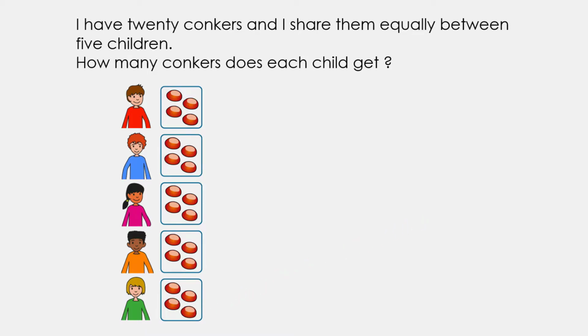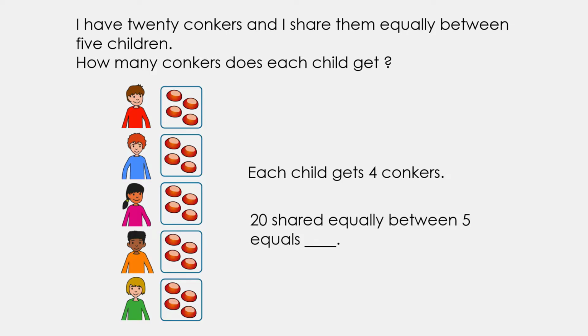So let's see. We can see by subitizing, can't we, that each child gets 4 conkers. There's 4 in each of the groups. So we can say each child gets 4 conkers. Or 20 shared equally between 5 equals what? 4.